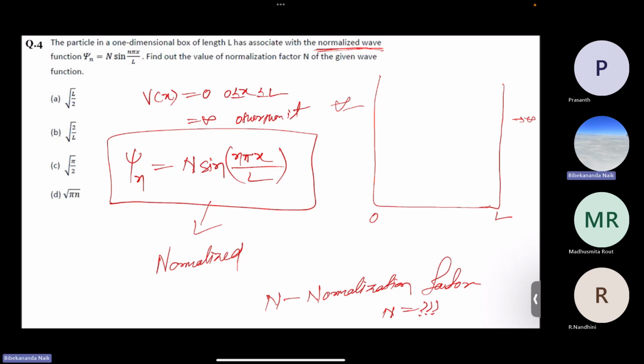Can anyone tell me what we mean by a normalized wave function? Yes, anyone?